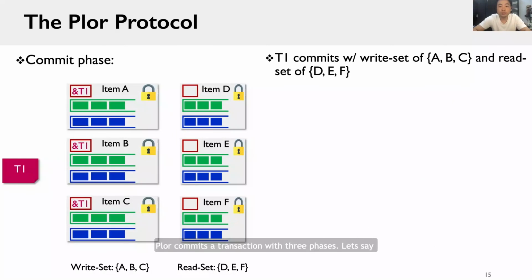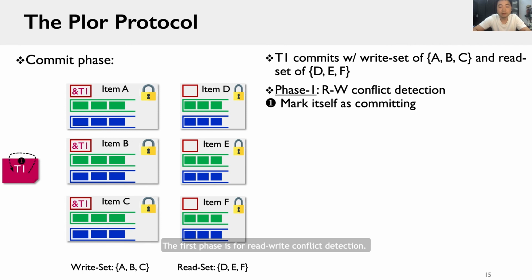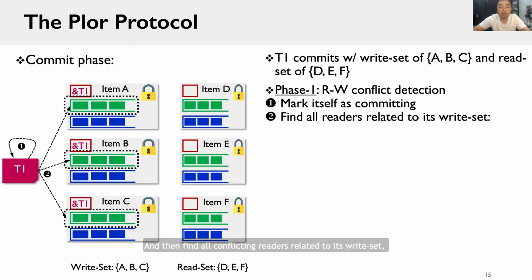Plor commits a transaction with three phases. Let's say a committing transaction T1 with the write set of items A, B, C, and the read set of items D, E, and F. The first phase is for read-write conflict detection. The committing transaction first marks itself as committing, and then finds all conflicting readers related to its write set.